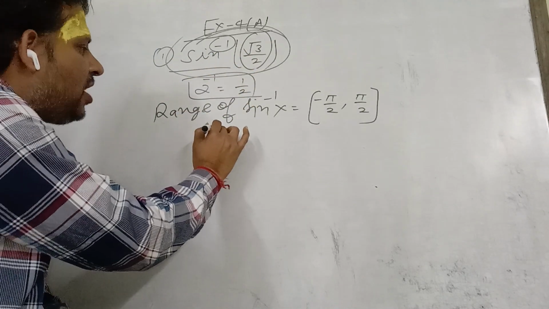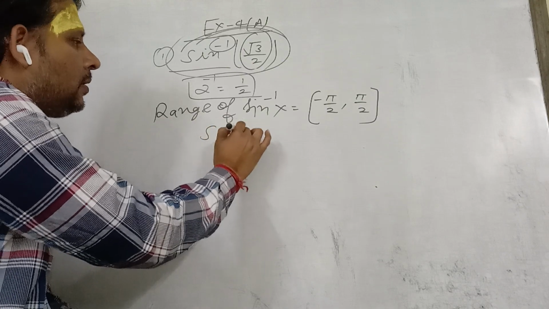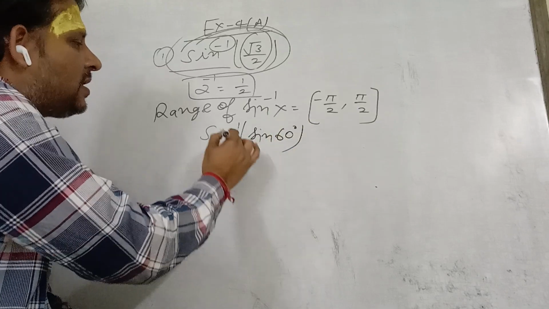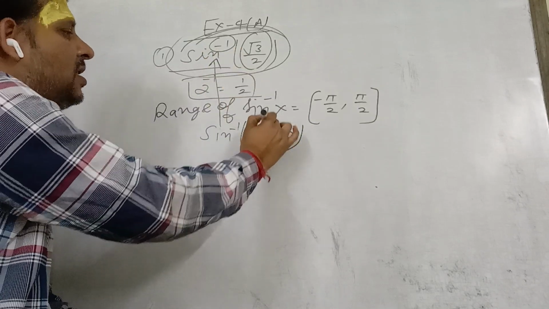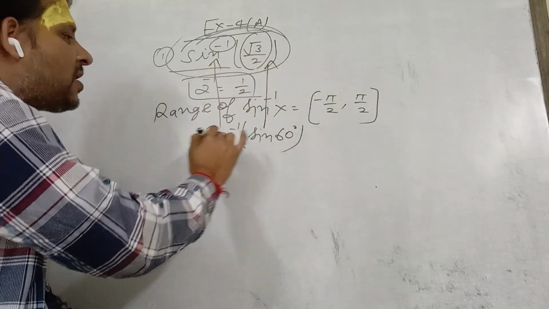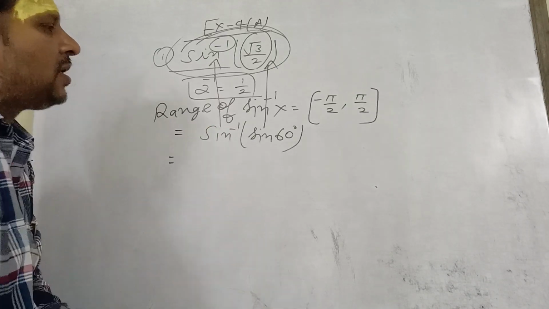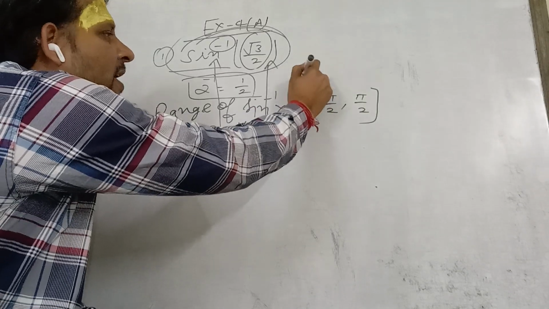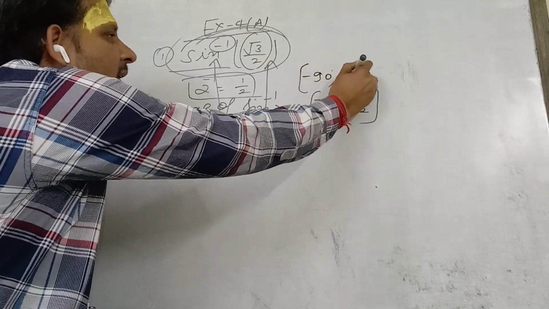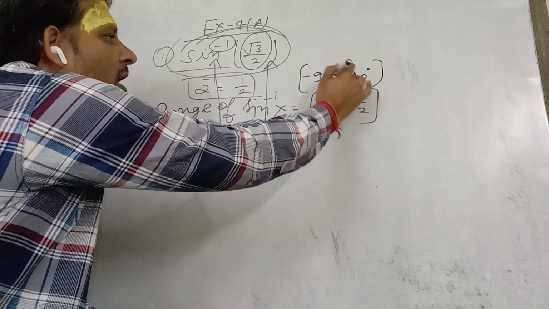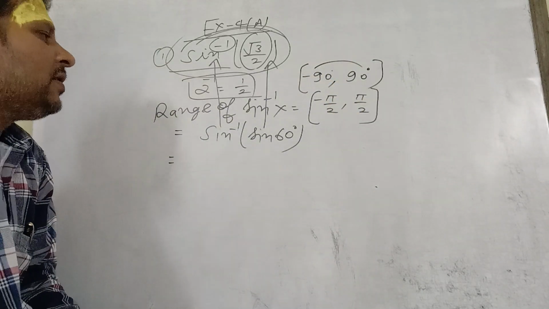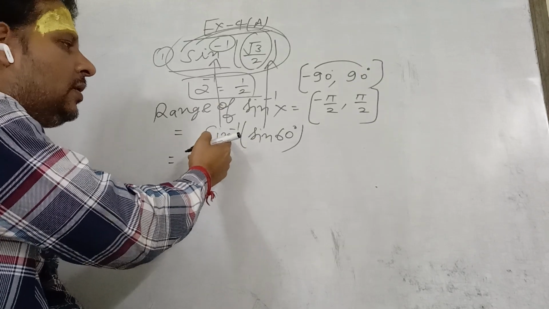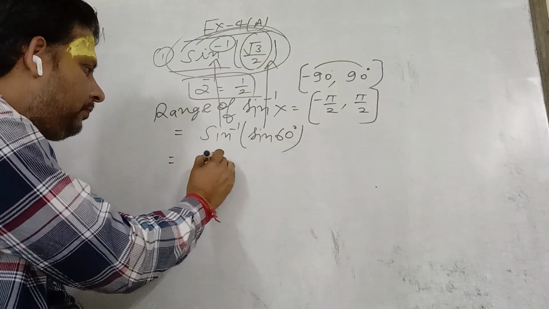So we write here sin inverse sin 60 degree, because sin 60 means root 3 by 2. Both are the same here. Because the range is minus pi by 2 to pi by 2, it means minus 90 to 90 degrees. The answer is always given in the range. So sin inverse and sin both cancel, and 60 degree remains here.